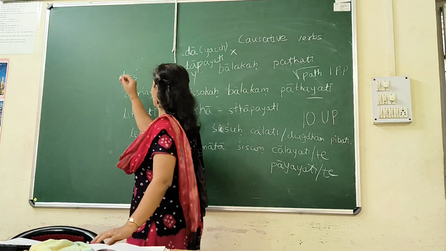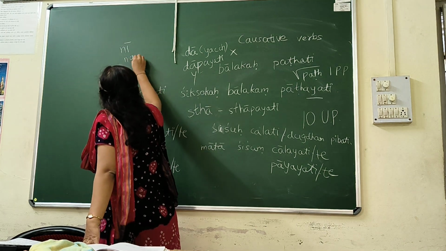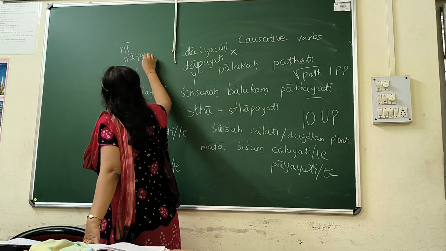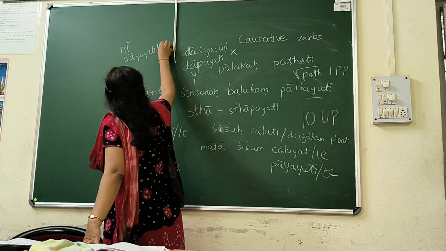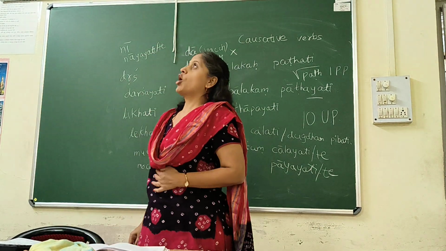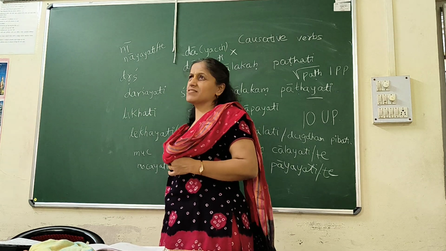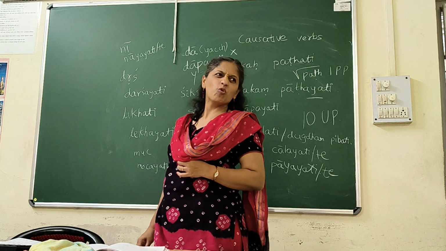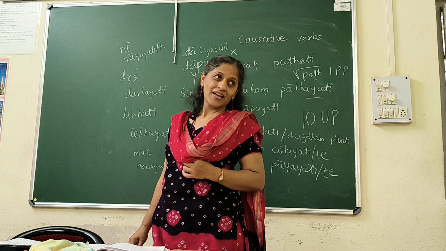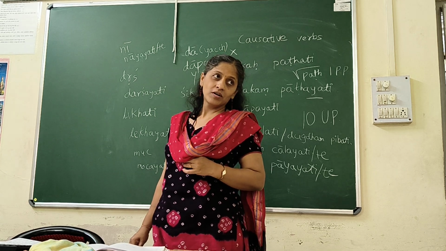Long E. Ni. Long E or long U. Yes? Ni, naya. Because it's naya, so nayayati. Long U. Can you tell me a verb with long U? I don't think so. Long U verb. Pu, pavate. You are talking about pavate, to make pure. You are talking about that verb.